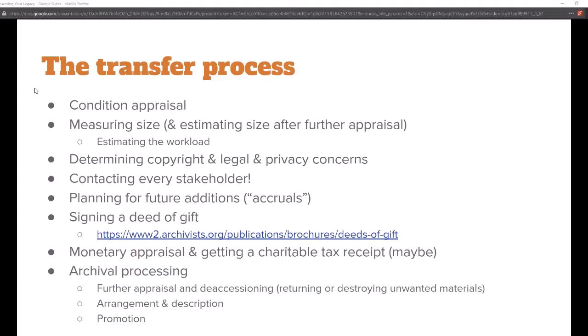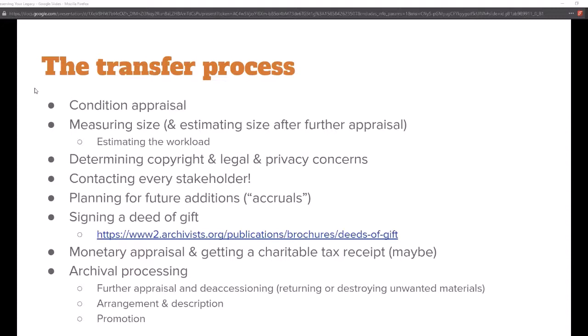You need to make a plan for those future editions. We're going to talk about that accruals process in a second. You will have to sign some paperwork. It may be called a donation agreement or a deed of gift. It is a legal contractual document. There may be a financial appraisal involved. Your donation may be considered a financial donation and you may get a charitable tax receipt, depending on whether you ask for that or insist on it, depending on whether that's easier for them to do.